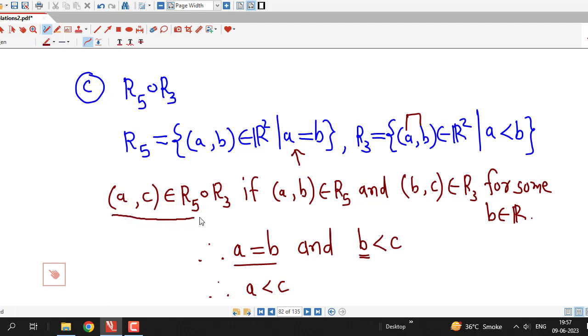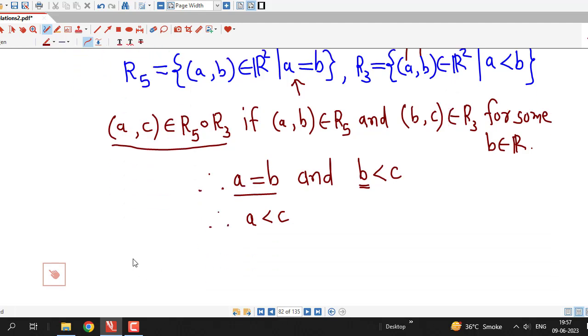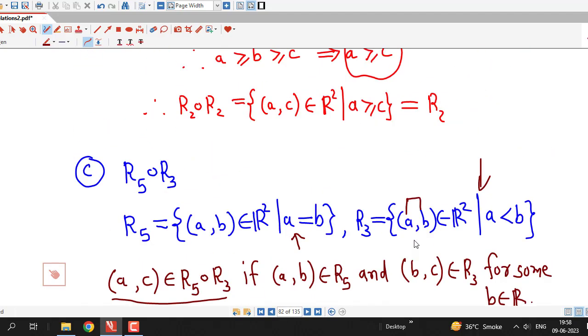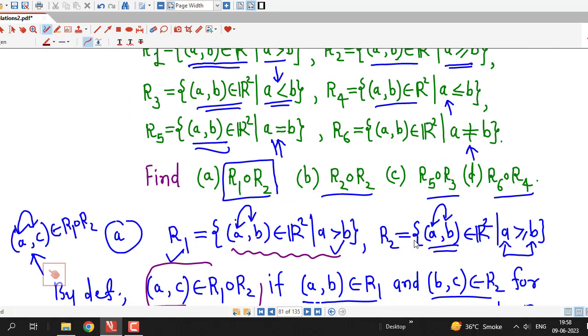So (A, C) belongs to R5 composite R3 if A is less than C, that is, the first component is strictly less than the second component, and that condition is the condition of relation R3. Therefore we can say that R5 composite R3 is nothing but R3. From this we can first write that R5 composite R3 is the set of all those ordered pairs (A, C) in R2 such that A is less than C, and this is nothing but relation R3. So R5 composite R3 turns out to be R3.